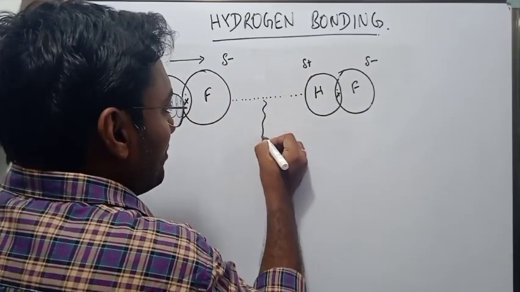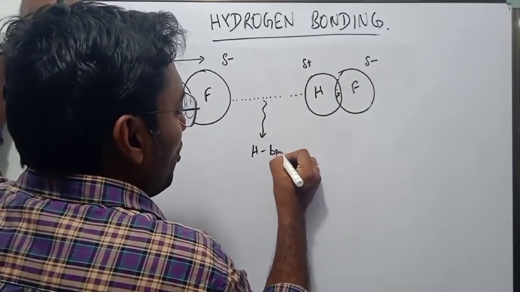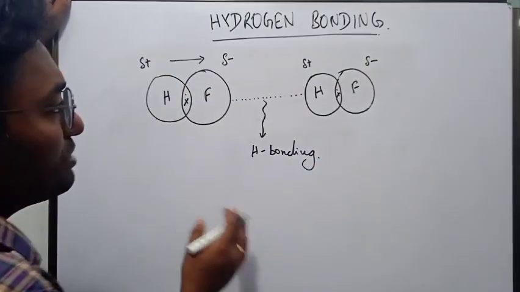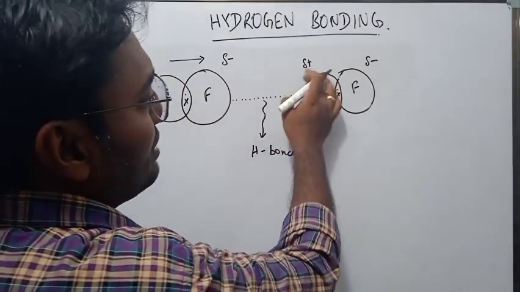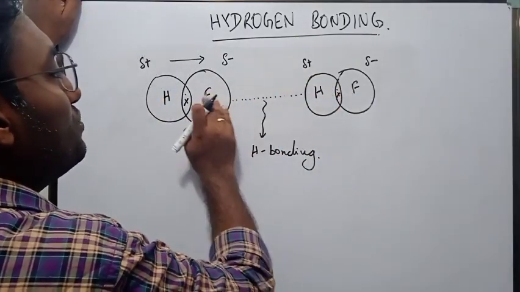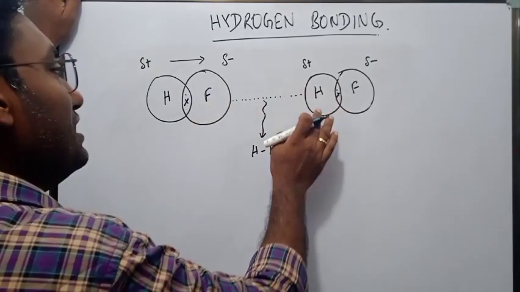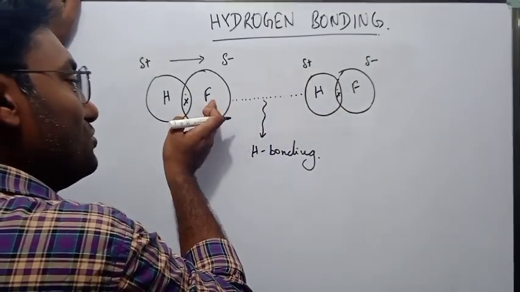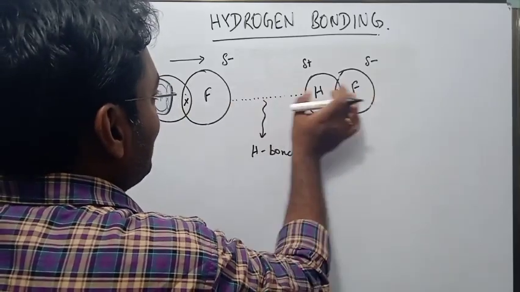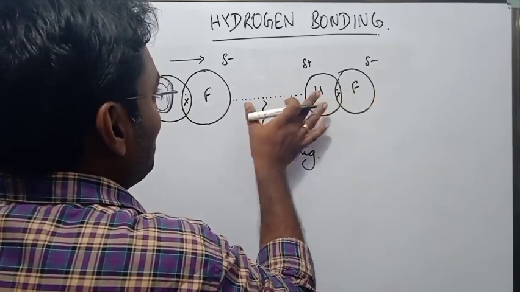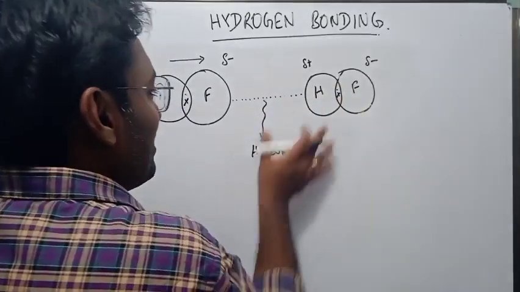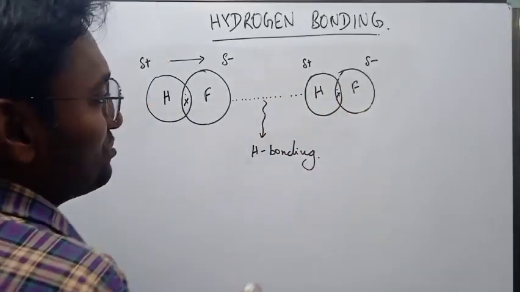This attraction is referred to as hydrogen bonding or hydrogen bridge bond. Here, if you can see, the hydrogen actually acts as a bridge between two electronegative atoms. See, it is attracted to this atom also, right? It is attracted to this atom also. So it is attracted to both atoms and it is a bridge between both these atoms, both the electronegative atoms. Therefore, it is called as hydrogen bridge also.